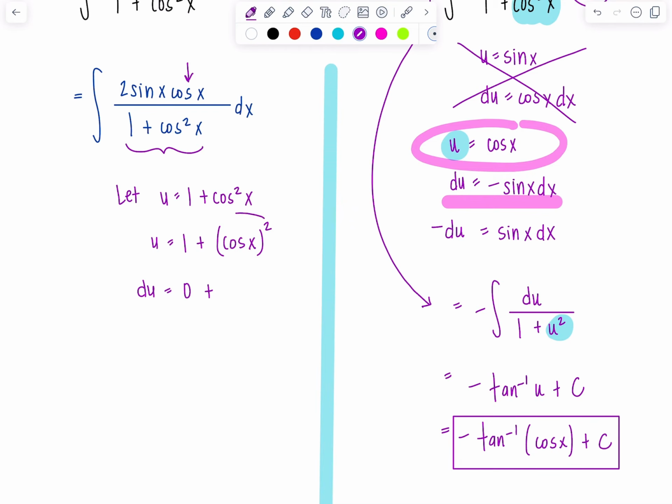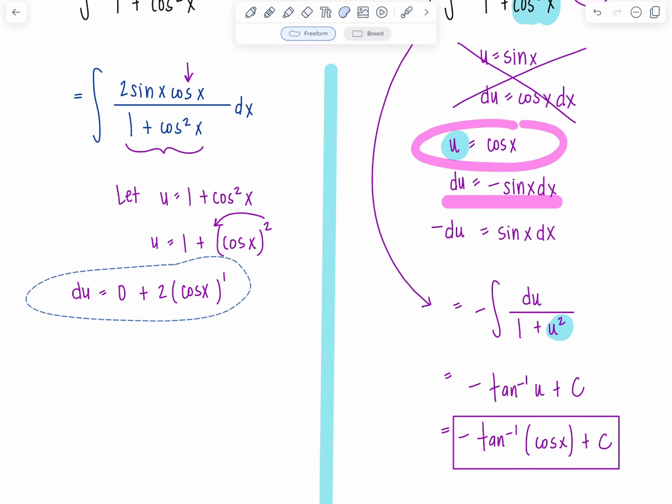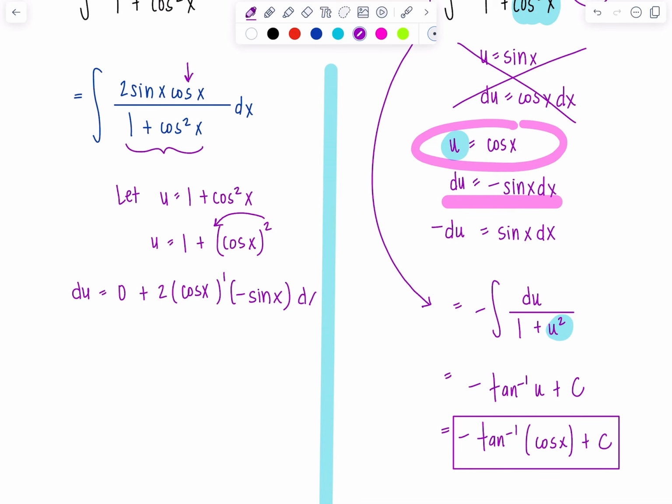Plus, bring the 2 down front, leave the quantity in the parentheses alone, subtract 1 from the exponent. Now, this is going to stay cosine x, and then this is where, yes, we have to apply the chain rule, multiply by the derivative of what's inside here. So the derivative of cosine x is negative sine x dx. All right, so du equals -2, I'll put sine x, cosine x, dx.